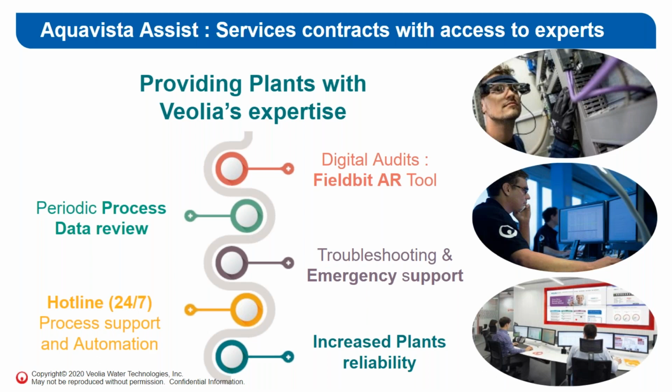We've always been very willing and ready to help with troubleshooting and emergency support. We have a number of plants that have relied on our 24/7 support to help through a process situation or automation issues. And with all of this, our goal is to improve your plant's reliability and make your operation as seamless as possible, keep you in compliance, and make your lives better.